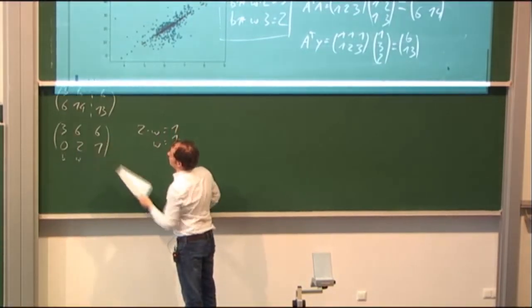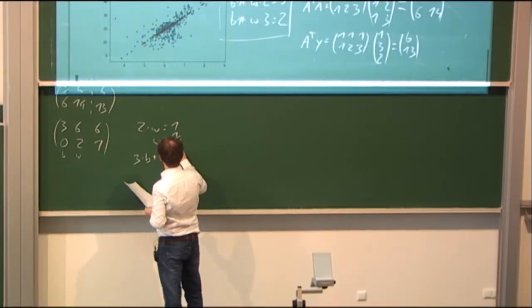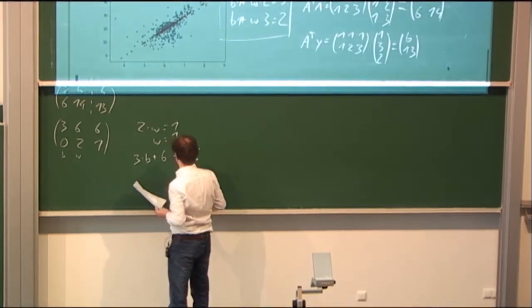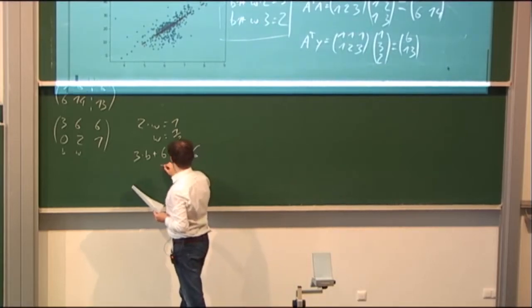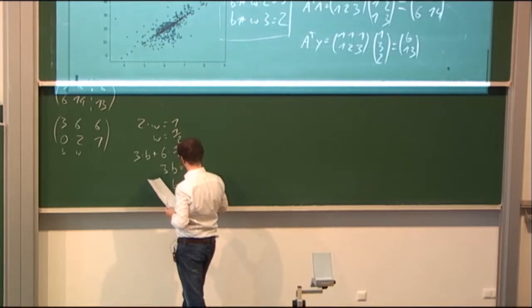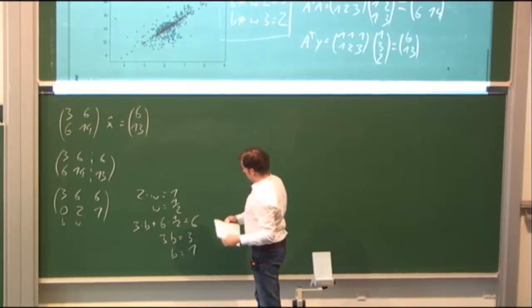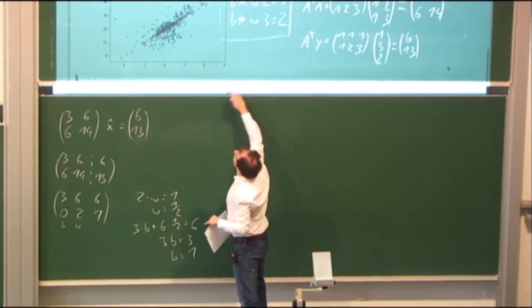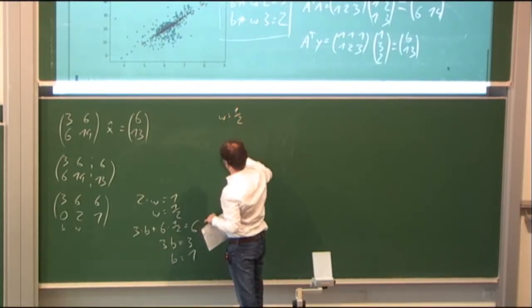And now we can substitute this here. So 3 times B plus 6 times a half is 6. So we subtract 3 from here. So 3 times B is 3. So B is 1. I hope. So we know now that the slope should be a half. The slope for the optimum line is a half, and the offset is 1.